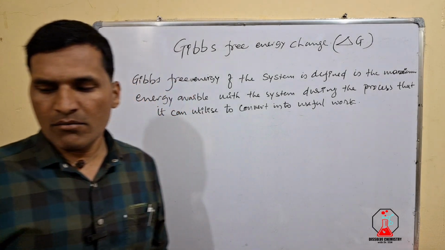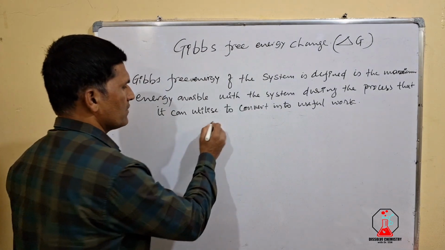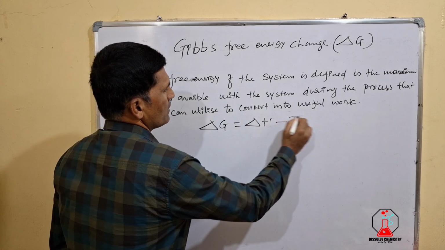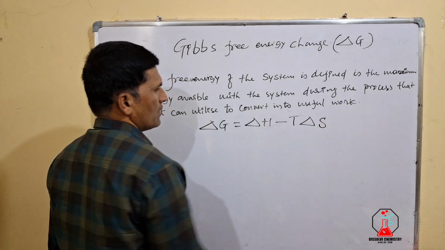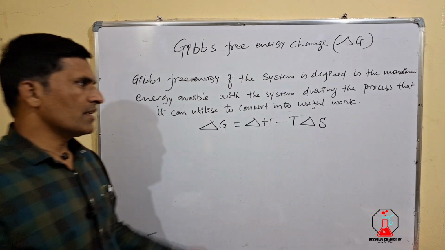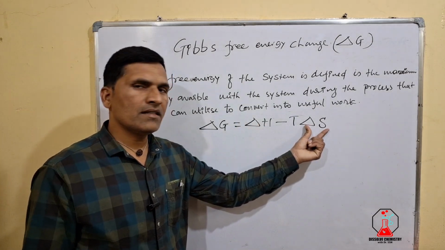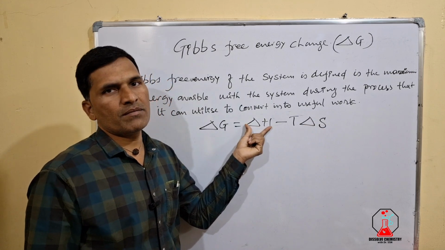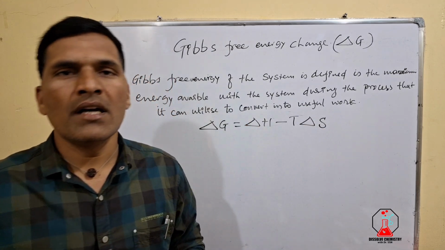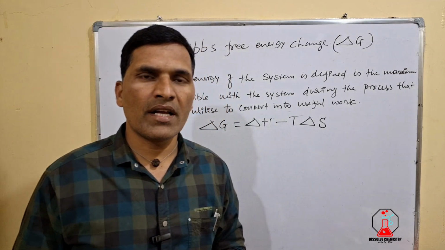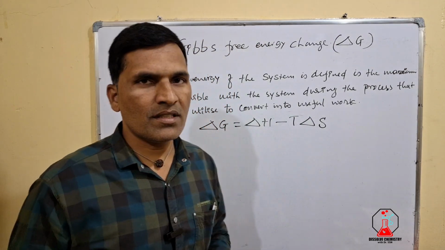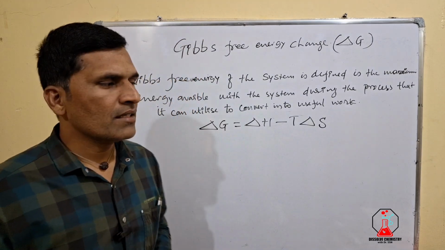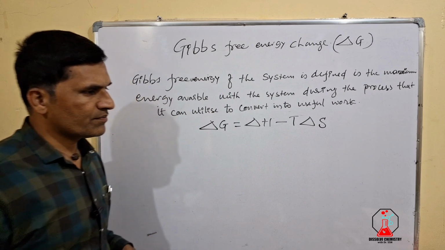Mathematically, we give it as delta G is equal to delta H minus T delta S. As we have said, it includes both terms here. Delta S is the change in entropy of the system, and delta H is the change in enthalpy of the system. It means both the energy term and the entropy term are utilized to define Gibbs free energy, and we can tell the spontaneity of the process. Let us go into detail with this.